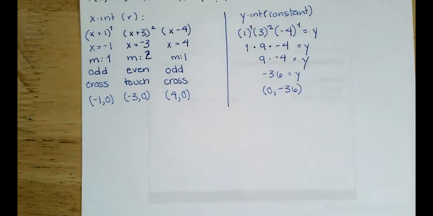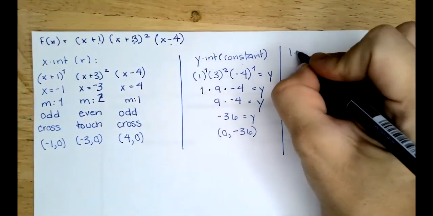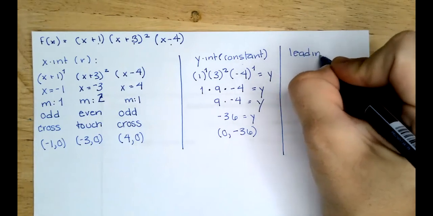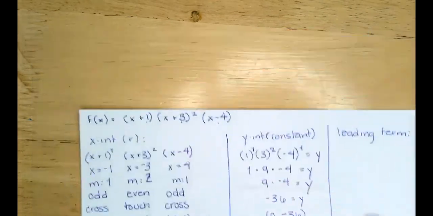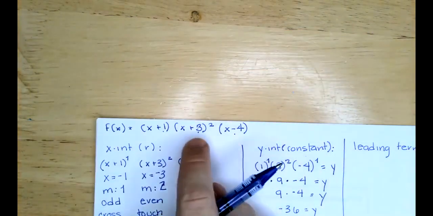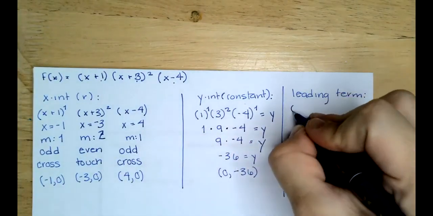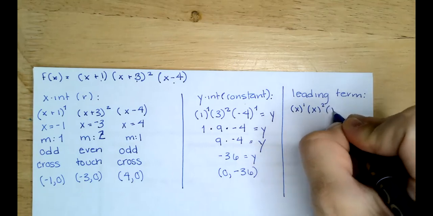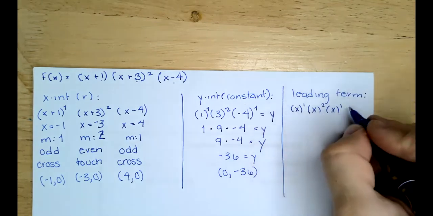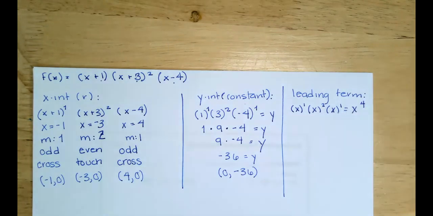Now we need to find our leading term. Just like for the constant, we multiplied the constants. For the leading term, we're going to multiply the leading terms. So I have one x to the first, I have an x to the second, and then I have another x to the first. So that will become x to the fourth, right? A positive x to the fourth.